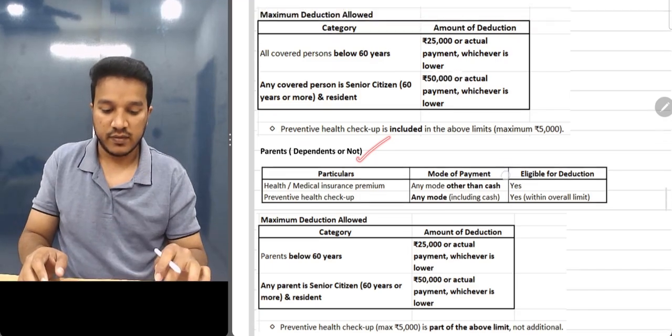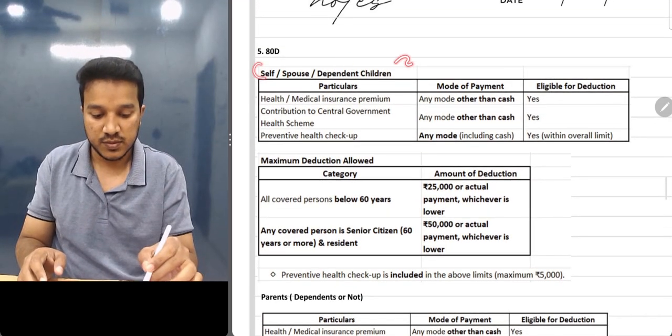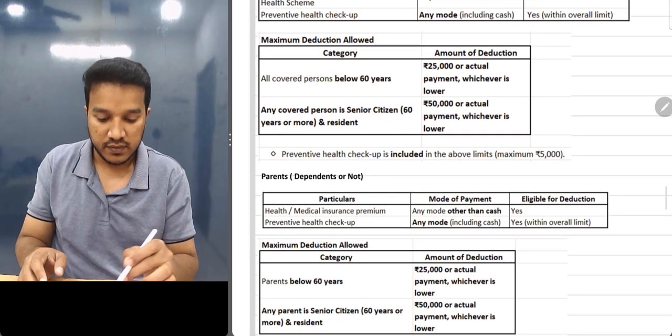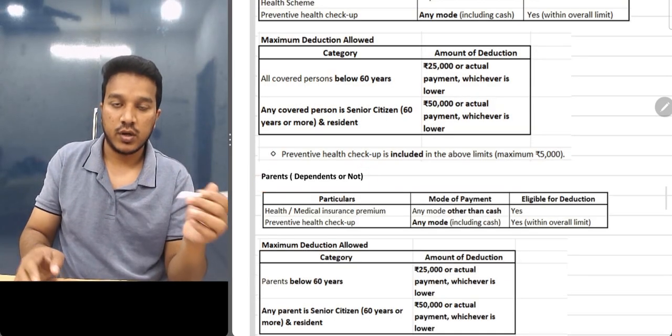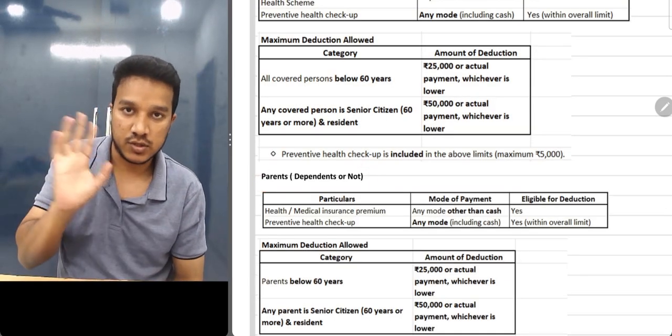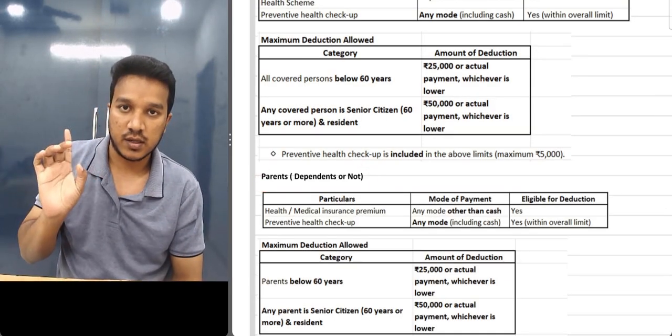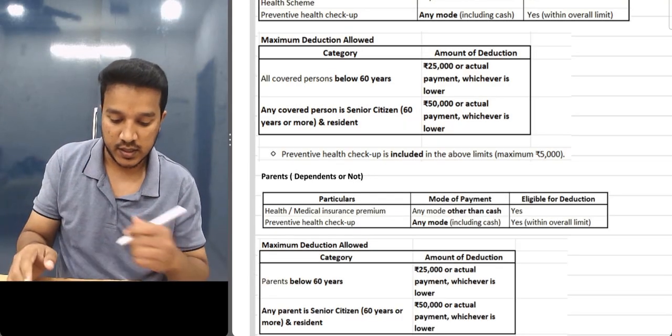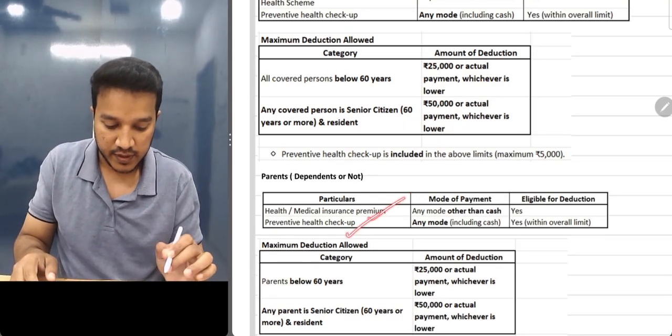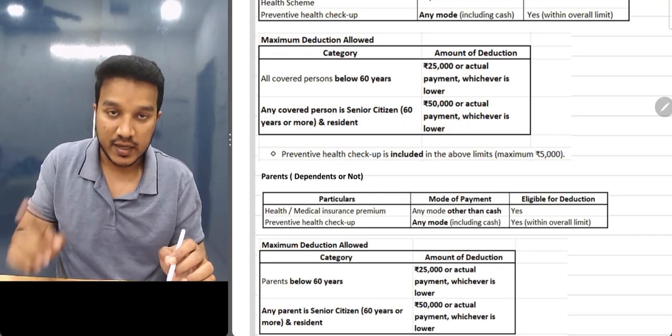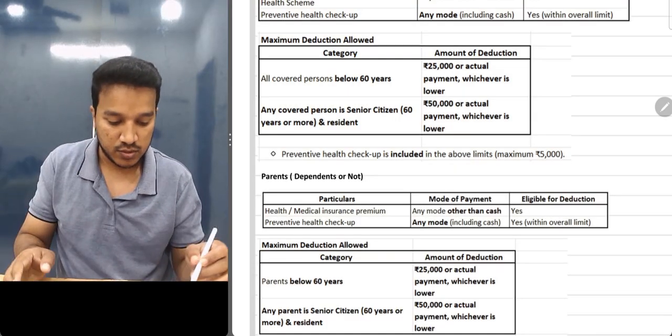Parents, dependent or not. Now we are talking about parents. Here we spoke about self, spouse and dependent children, done. Here we are talking about parents, whether they are dependent or not. If you are paying any health insurance premium for your parents or preventive health checkup, यहाँ पे सेंट्रल गवर्नमेंट स्कीम नहीं है, ठीक है. You are paying any health insurance premium or preventive health checkup, and you are making payment other than cash. For everything it should be other than cash only.